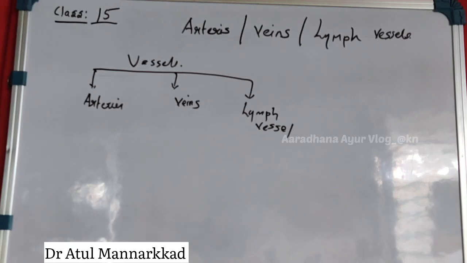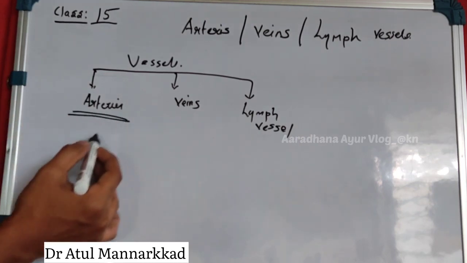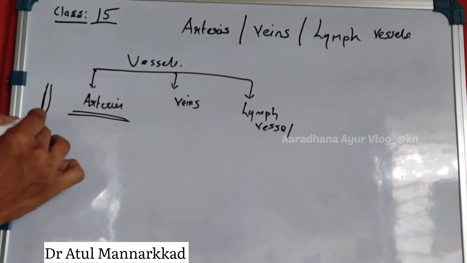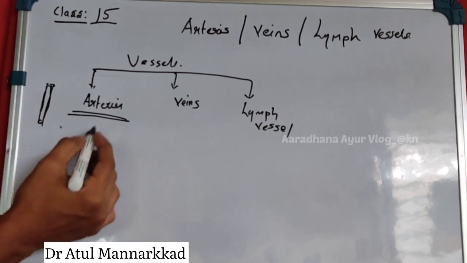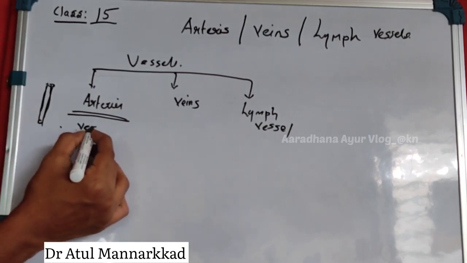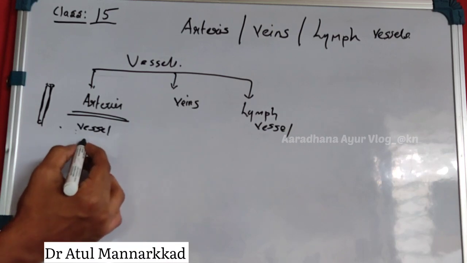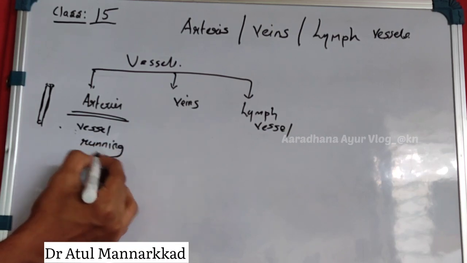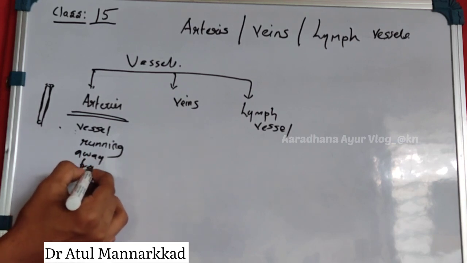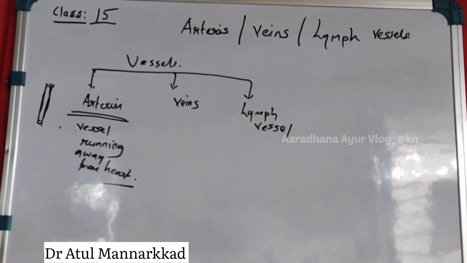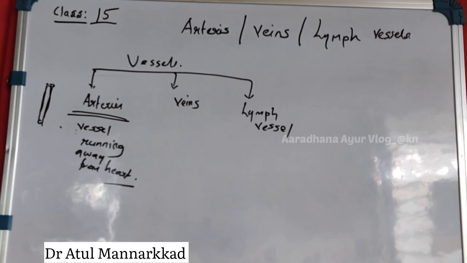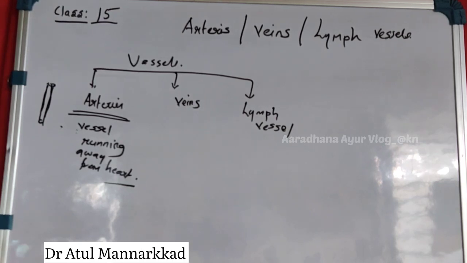Arteries are the vessels which are running away from the heart. It is a vessel only, a tube-like structure. Everything, arteries or veins, is a tube-like structure. So arteries are the vessels which are running away from the heart, supplying blood all over the body, towards the upper limb, lower limb, every part.